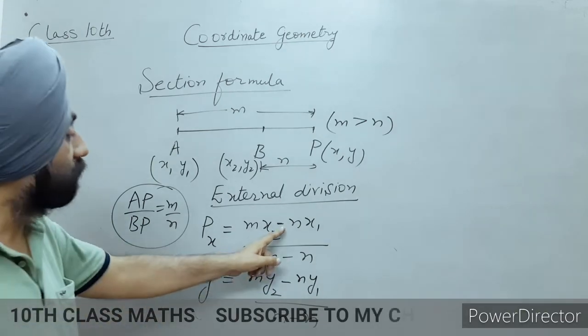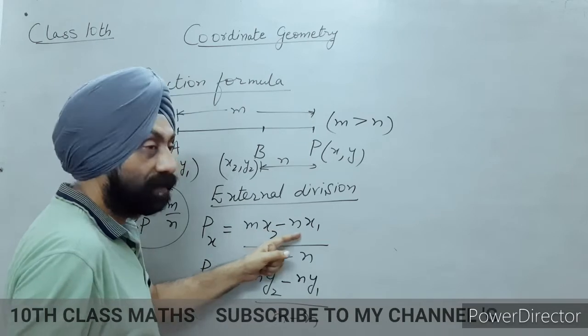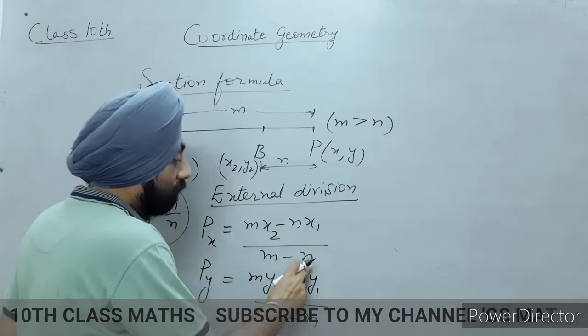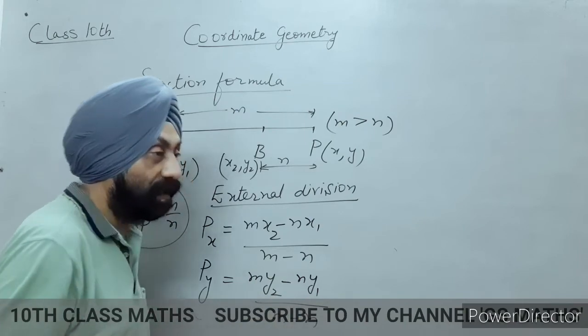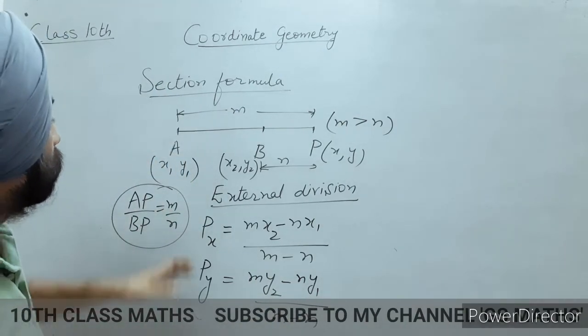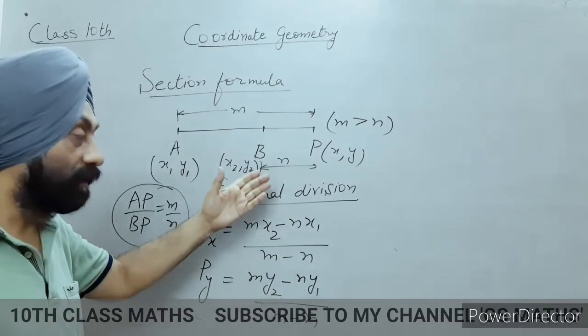But the only difference is it's minus over here. m x2 minus n x1 divided by m minus n. m y2 minus n y1 divided by m minus n. This is the section formula for external division. I have done the internal division.